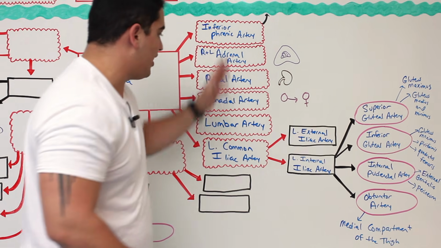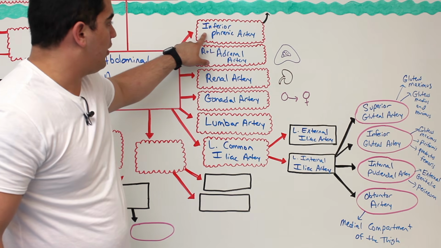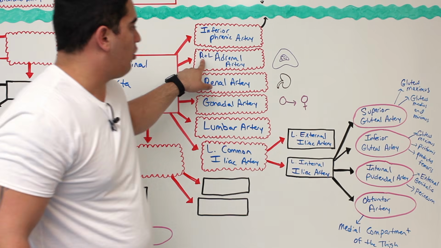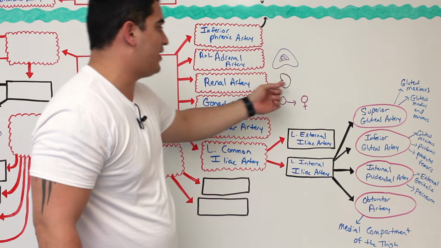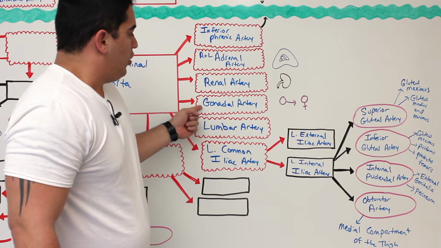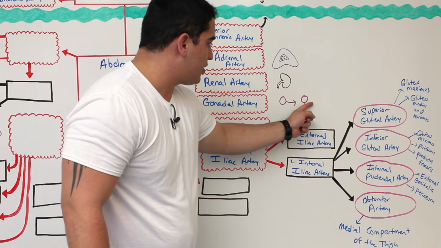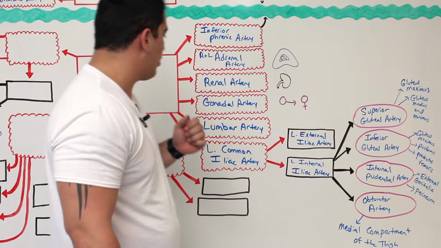Let's do a quick review on this side and then we'll keep going over here. So again, off the abdominal aorta, you have the inferior phrenic artery, which supplies the inferior portion of the diaphragm. You have the right and left adrenal artery, which goes to the adrenal gland. You have the right and left renal artery, which is going to the kidneys. You have the gonadal arteries, which go to the testes in the males and the ovaries in the female. So again, you could call it the testicular artery or you could call it the ovarian arteries.